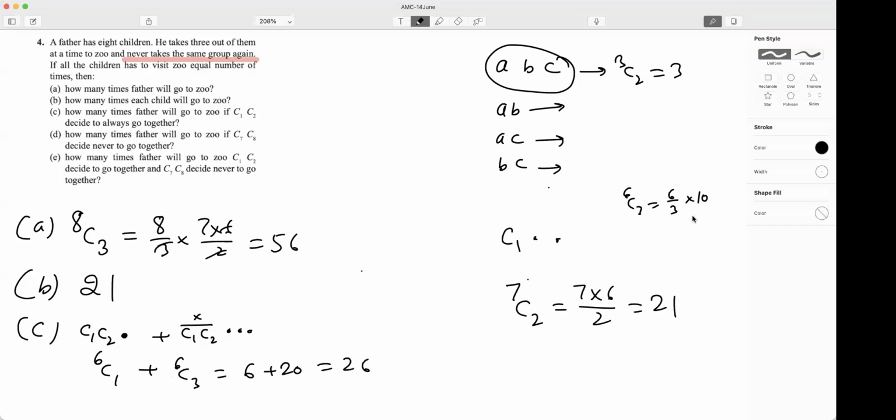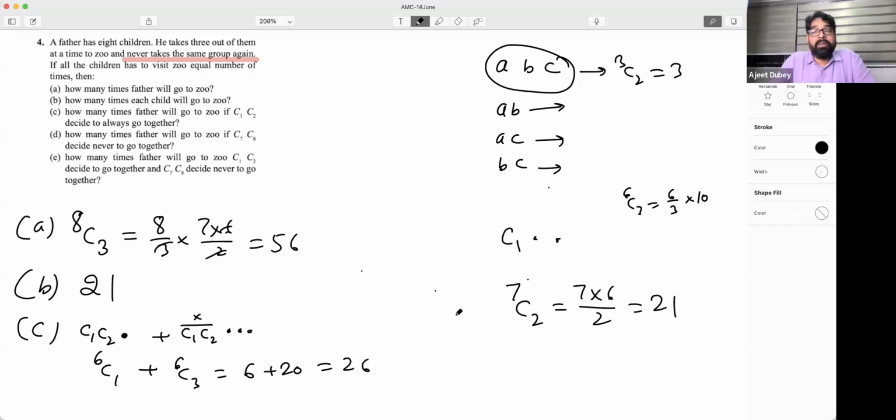Sir, how can we check that all the children are going the same number of times here? Whenever we do selection, it will always be equally distributed. It will never be an unequal distribution. It's an equal distribution, always. It's not for this case. If I am selecting nCr, whatever object is there, every object will come an equal number of times in selection. Did you understand what I said?